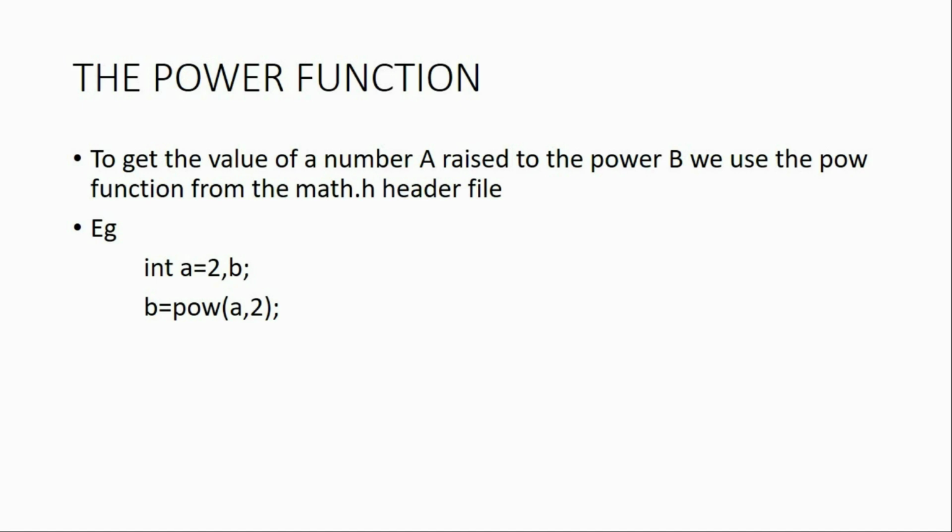Let's say we have a is equal to 2 and we have a variable b. You want to find 2 raised to 2, that's 2 squared, that is 4. Then you do b is equal to pow, open bracket, a comma 2, close bracket. That's basically the base, comma, whatever number it is going to be raised to. a comma 2 will be 2 comma 2. That means 2 raised to 2 will be 4. That's how you use the power function. Now we will go into Code::Blocks to see how we implement all these basic mathematical operators.